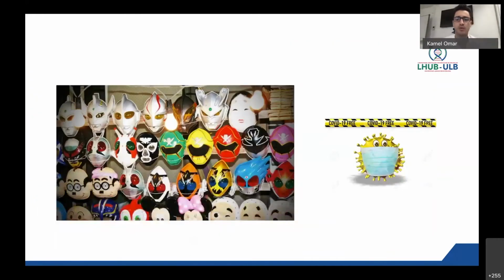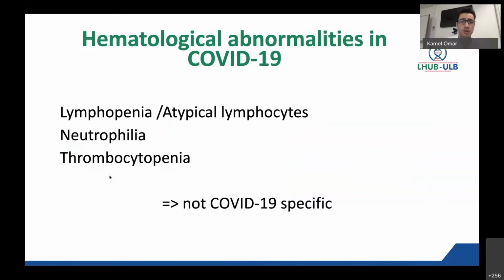But SARS-CoV-2 can wear a lot of masks and can induce pleiotropic abnormalities. In this presentation, we're going to focus on the hematological disorders that can be found with COVID-19. The hemostasis one will be discussed later today in another presentation. The main hematological abnormalities in COVID-19 are lymphopenia, with or without atypical lymphocytes, neutrophilia, and thrombocytopenia. All those features are not COVID-19 specific.